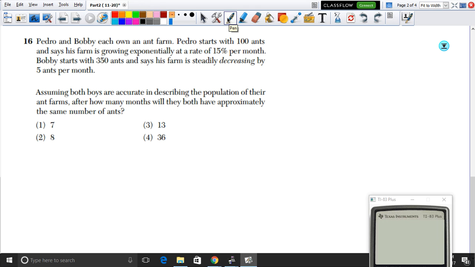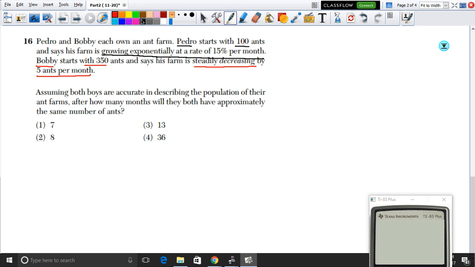All right, let's see question 16. Each owns an ant farm. Now Pedro starts with 100 ants and says his farm is growing at an exponential rate of 15% per month. Bobby starts with 350 ants and says that he has a steady decrease of 5 ants per month.